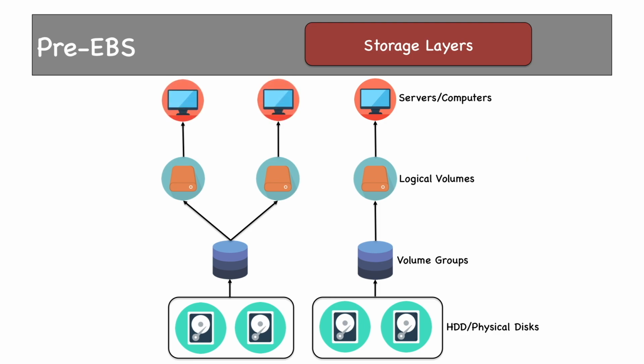Now, if these two machines write anything to a file system, then it will be written to this logical volume. Then from there, it will go to this volume group and eventually to these physical disks. If anything is written in this server, it will go to this logical volume, then to this volume group, and finally to these two hard disks.